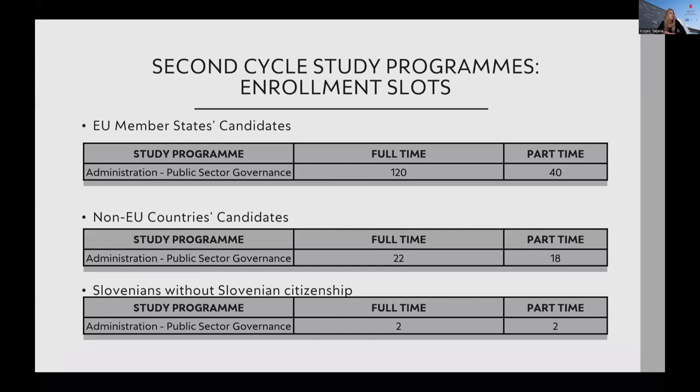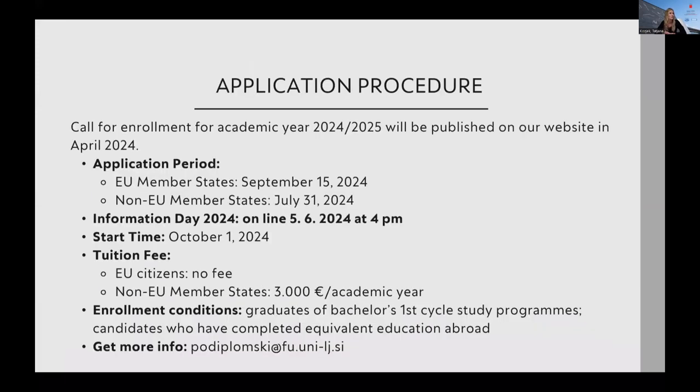Second cycle study programs enrollment slots, we already mentioned it, and this is just for the administration, public sector governance program. If you will be full-time, you have 120 enrollment slots, and also part-time 40. And please, can you go further? This is all on our web page. It is important for the academic year 24-25. Everything will be published on our website in April 2024. The application period is September, and for non-EU members, July 31st. So it is important, if you are not an EU member, that you don't forget to apply earlier.